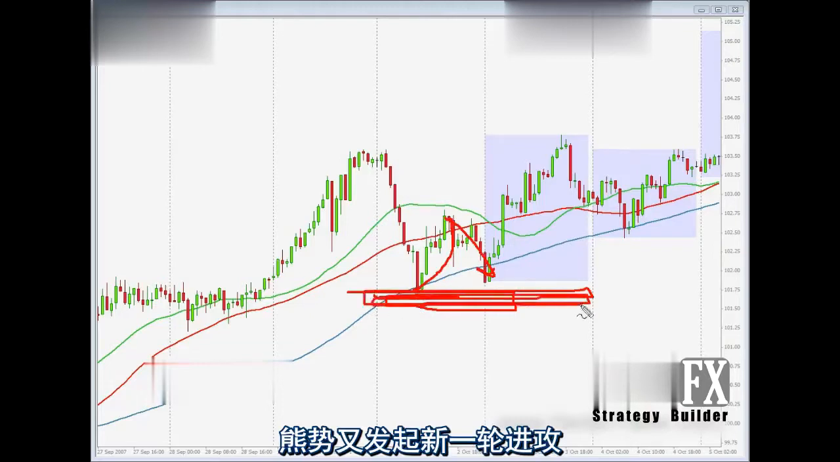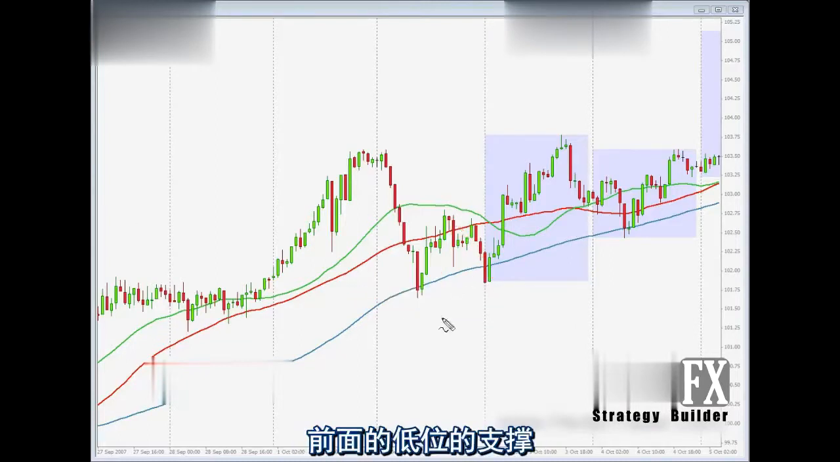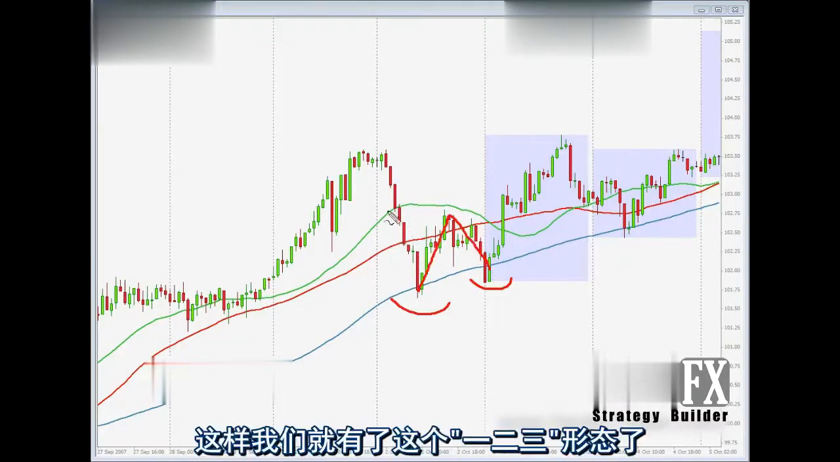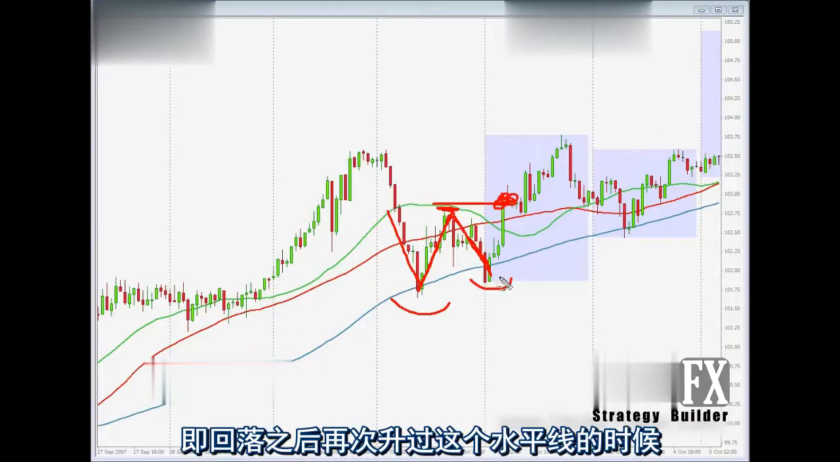Of the support. They just cannot take out this previous low. In fact, they make a higher low. And we effectively have our 1, 2, 3 formation, with the entry given right as the pullback aspect, aspect number 2, is taken out to the upside after aspect number 3.